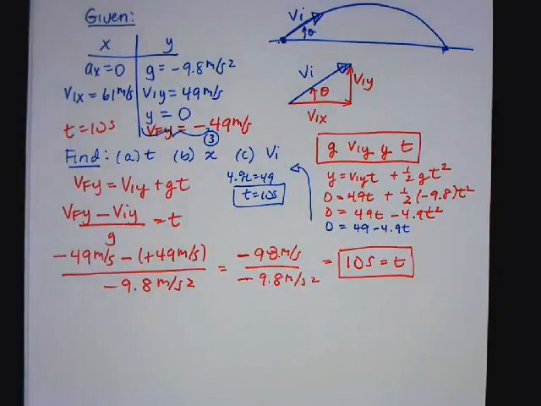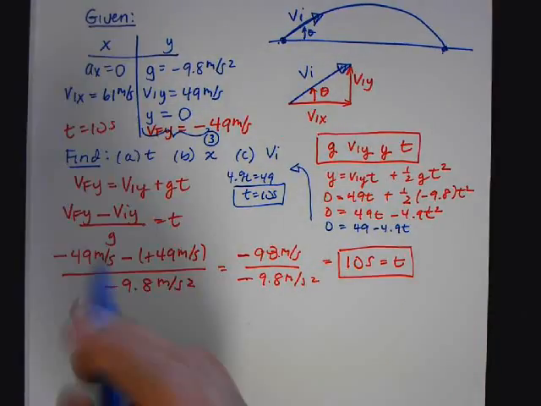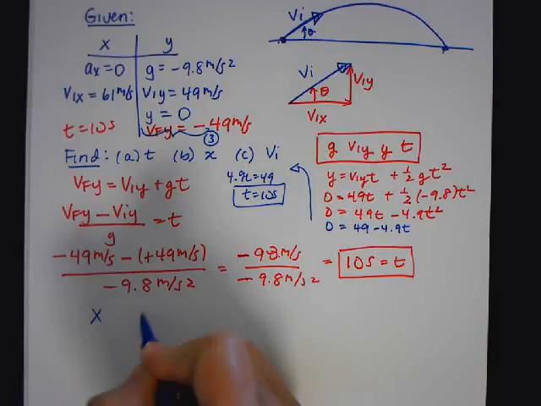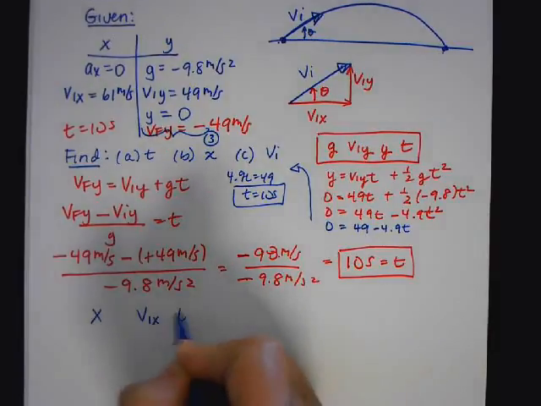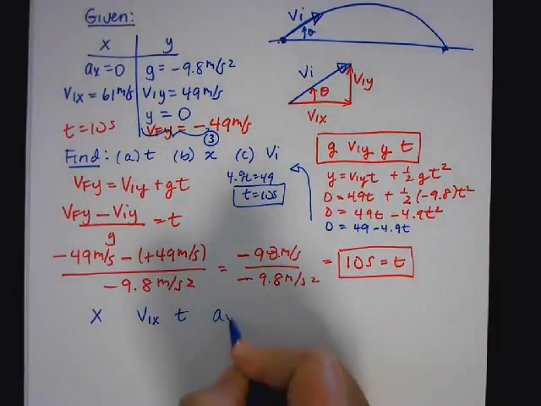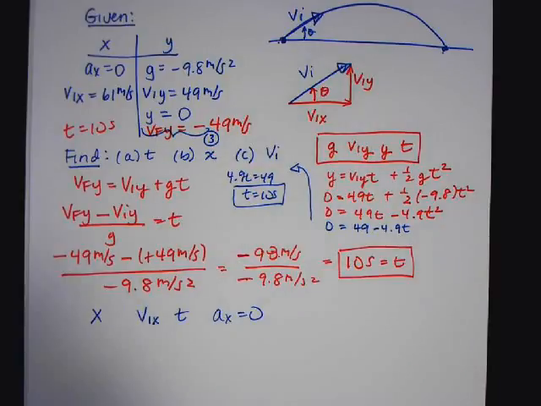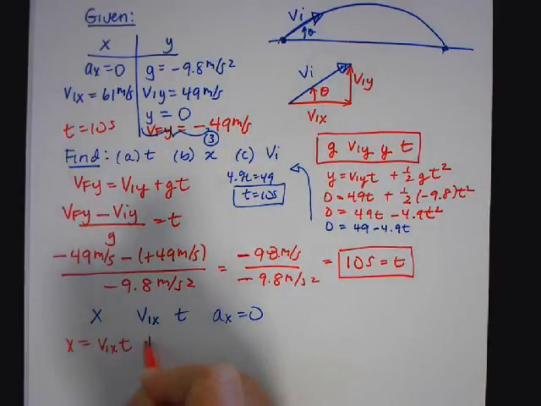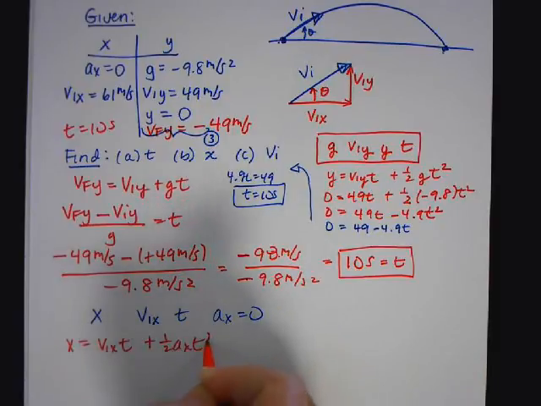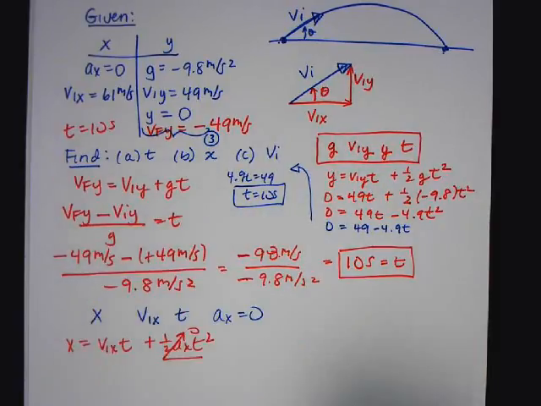Now I want to find x. I have VIX. I know T. I also know AX is always 0. So I'm going to say x is equal to VIXT. And you don't have to write the 1/2 AXT squared, because we know this term is always 0. So our equation is x is equal to VIX times t.